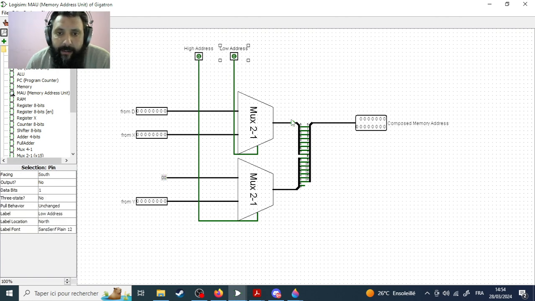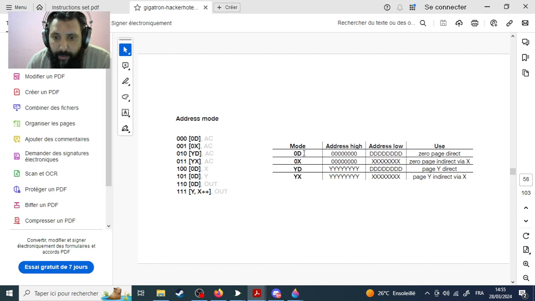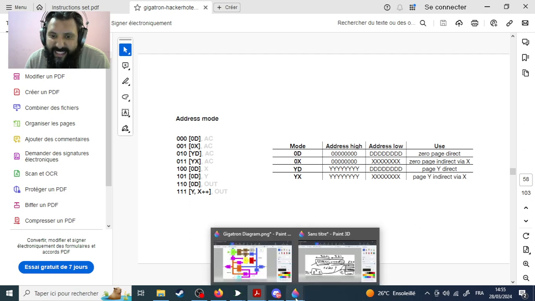If I put, for instance, 0 1, 0 in high and 1 in low, which mode do we get? We don't have a 0 mode. We have the D mode, the X mode, the YD mode, and the YX mode. Which one do we get from those four, 0D or 0X? We get the 0X.